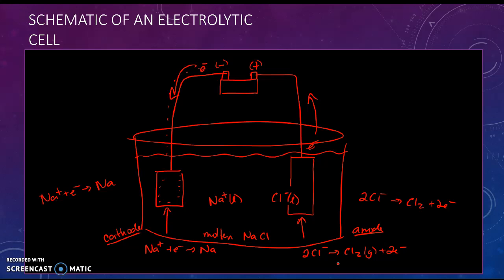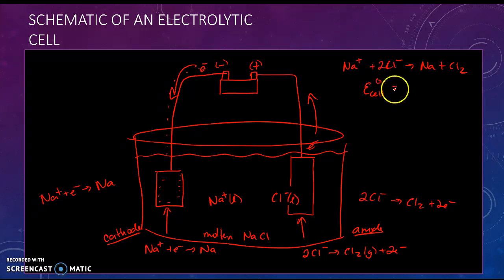And so the question is, okay, well, fine. How much voltage do you need to do this? Well, the net reaction that I'm going for is essentially sodium plus and two chloride ions goes to sodium plus chlorine gas. That's what I want. And I can calculate the cell potential of this.